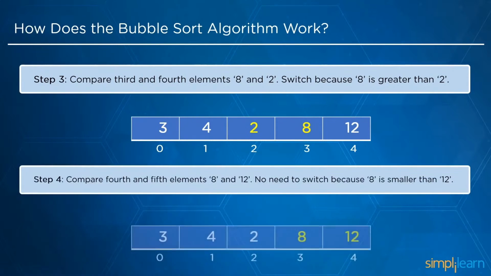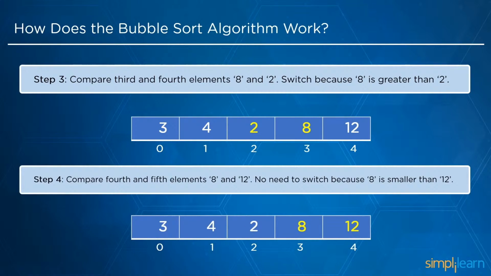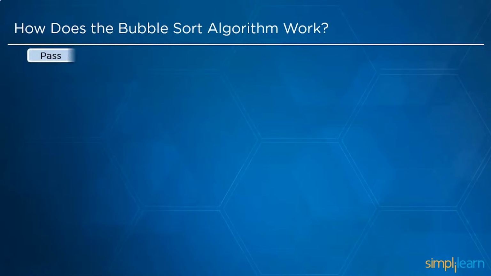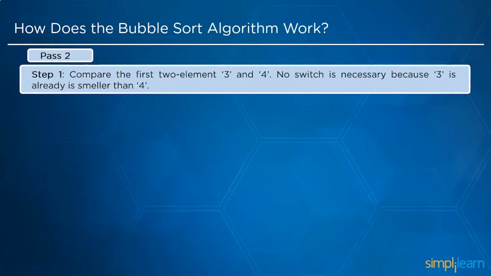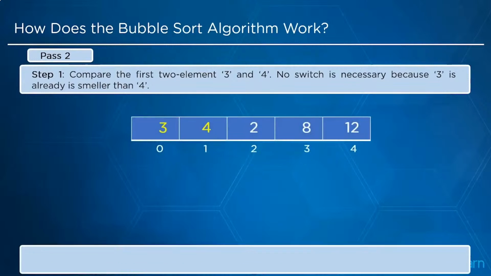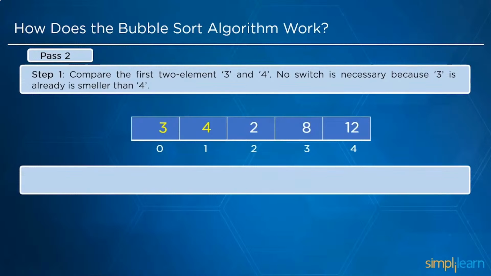And in step 4, we have the last elements, which are 8 and 12. There is no need to swap because 8 is already less than 12, so you can see it clearly. So now we enter into pass 2, and in pass 2 we need 3 steps. In the first step of the second pass, let us select the first 2 elements, which are 3 and 4. No swapping is necessary as they are already in order.